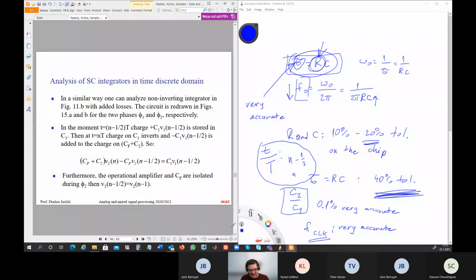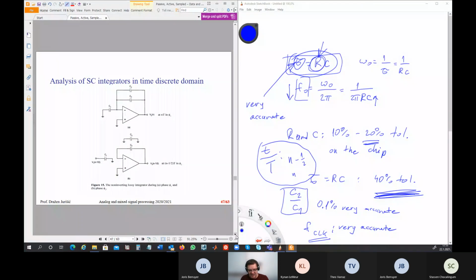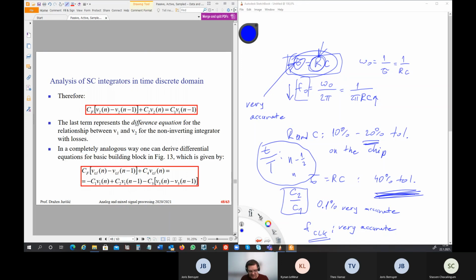Now you can also analyze another one, with losses, which is a non-inverting integrator. Then you will have a little bit different equation, but all very similar. So this is another figure. Here the switches are switched on and off differently, and looking at these two pictures for phase phi1 and phase phi2, you can derive the second equation.